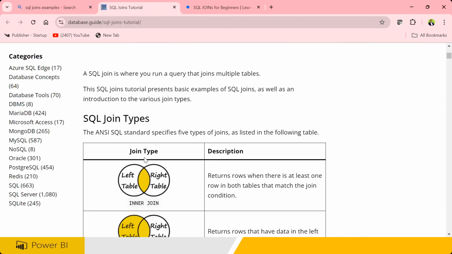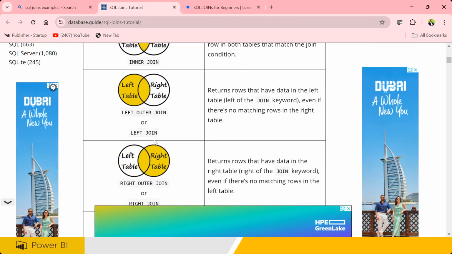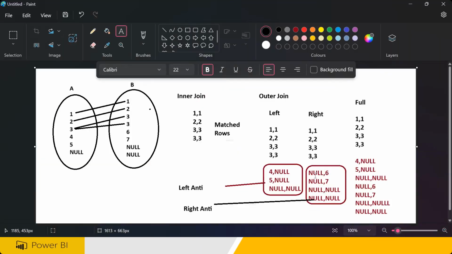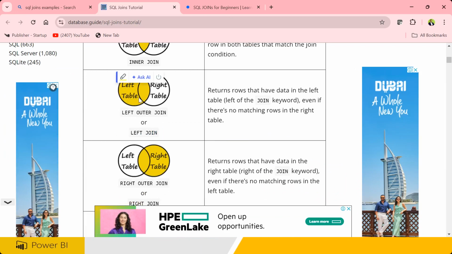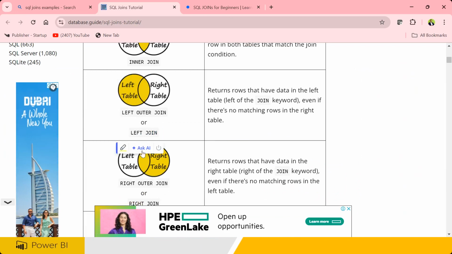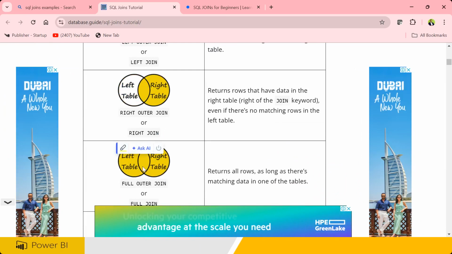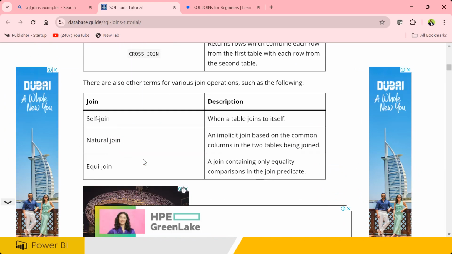These are left table, right table. These are Venn diagrams, right? I'm not using this, but you will be able to understand very easily like this also. Diagrammatically, you will be able to understand join types. Inner join is matching data, the common data. Left join will be matching data plus this left table data. Right join will be this matching data and right table data. Full join will be complete data from both tables, left table data, right table data, plus your matching data. Like that, you will be able to understand.